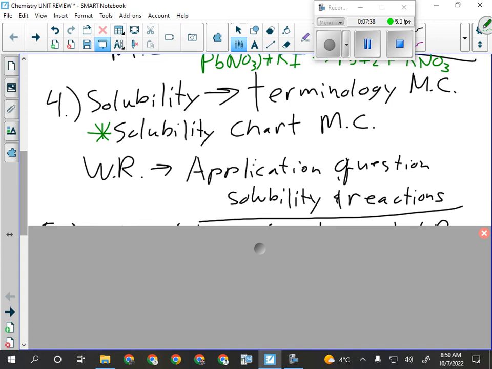Oh, that was right there. So application questions, solubility, and reactions. I've got it on there, so we'll talk about it now. The last question is going to ask you an application kind of question. It's going to involve reactions and solubility in a real-world situation.